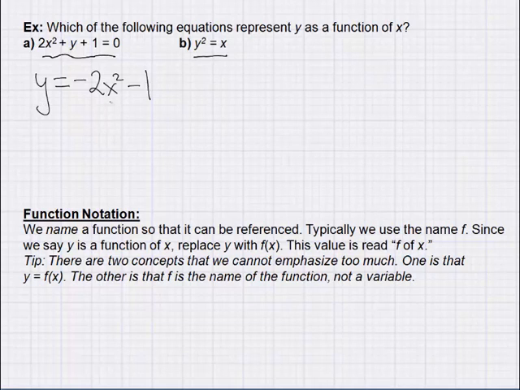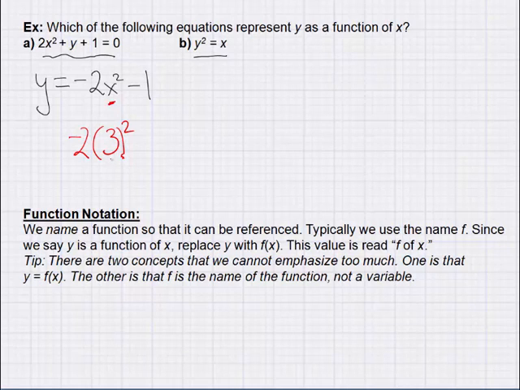Well, think about it. If I plug some number in for x, what am I going to do to it? I'm going to square it. So let's say I plug in, I don't know, 3. I'll take 3 and square it. Then what am I going to do? I'm going to multiply it by negative 2.